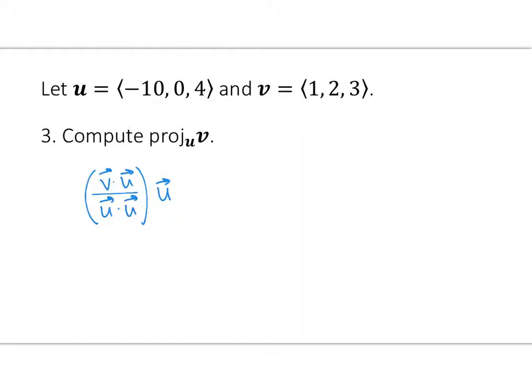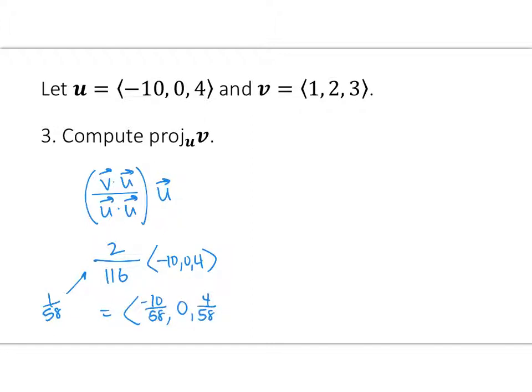Now we've actually already computed most of this stuff. We know that u dot u is the length of u squared, and we know that the length of u was the square root of 116, so u dot u is 116. v dot u is the same as u dot v, which we already figured out was 2, and u is just the vector negative 10, 0, 4. 2 over 116 is the same as 1 over 58, and so this is going to be negative 10 over 58, 0, 4 over 58, and those fractions reduce, so we get negative 5 over 29, 0, 2 over 29, and that's our projection.